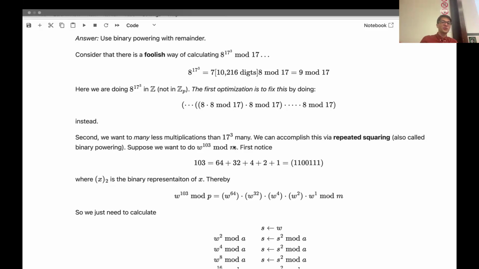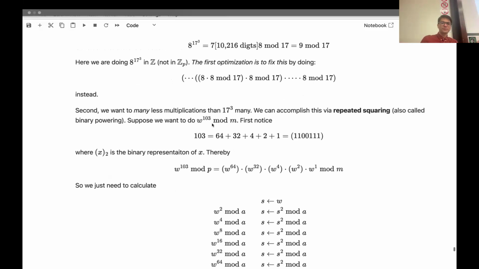Okay, we don't want to do all of the products. I want to square as much as I can and then multiply those squares together. So if you look at something like, suppose I want w to the power of 103, you just look at the binary representation of 103, right? Because it's giving you powers of 2. So 103 is 64 plus 32 plus 4 plus 2 plus 1.